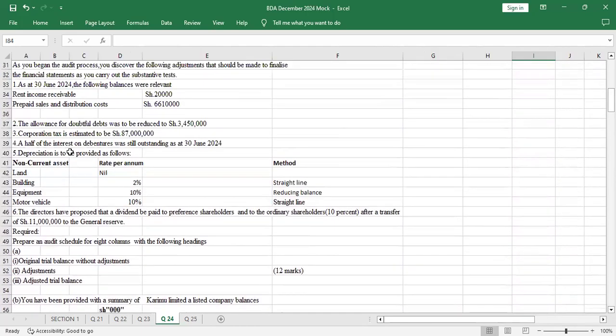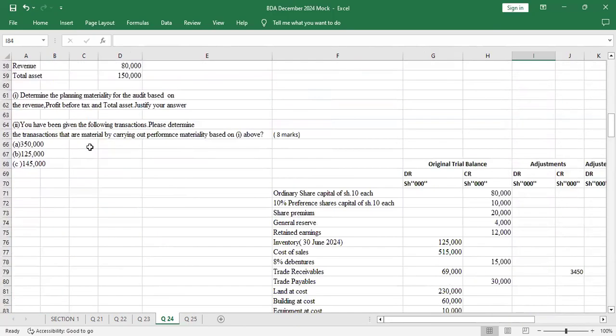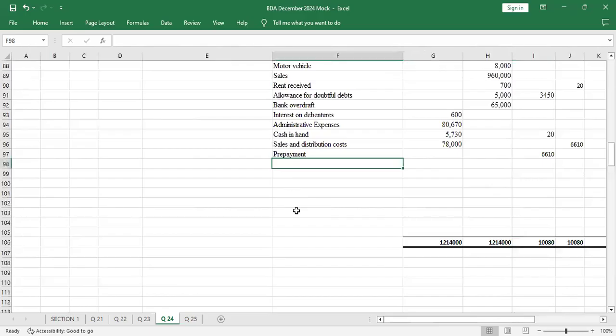So we go to number 3. Corporation tax is estimated to be shillings 87 million. So there was tax, so tax paid, or you can say corporation tax paid. So I'll say corporation tax. So that's an expense, so you'll debit it. It was 87 million, so I'll say 87,000 because we are working with thousands. But what is the double entry for this?